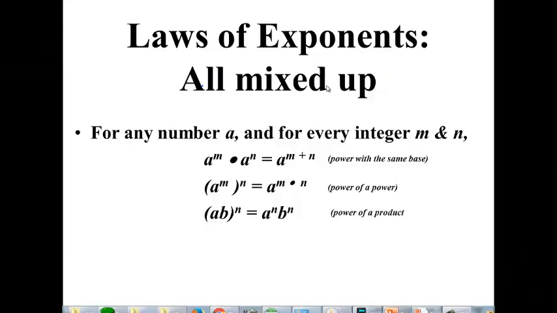Let us now apply all the properties that we have learned so far. We have power with the same base. If you have a raised to m times a raised to n, copy the base and add the exponents, m plus n. If you have a raised to a power raised to another power, just copy the base and then multiply the two exponents, m times n. And if you have a power of a product, you can distribute your n to each of the factors. You will have a raised to n, b raised to n.